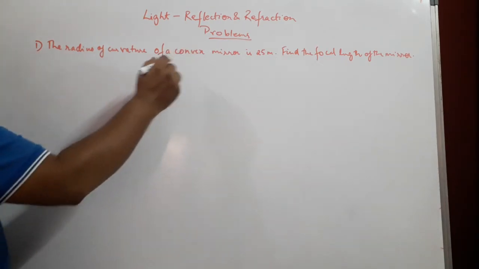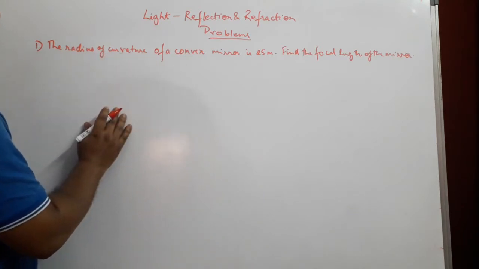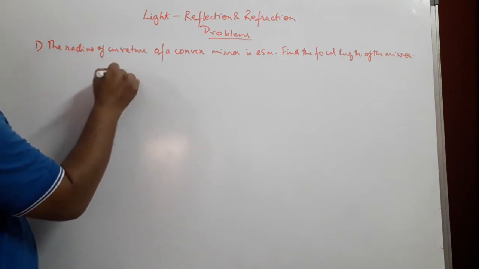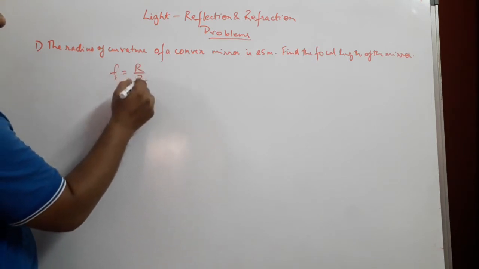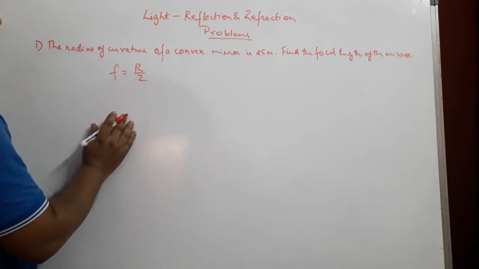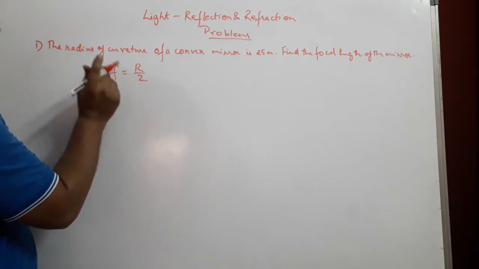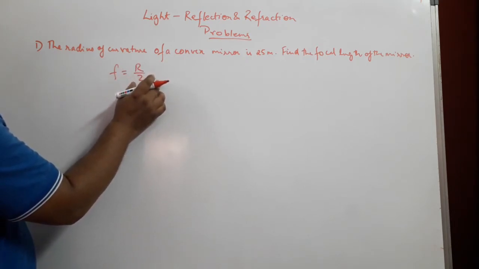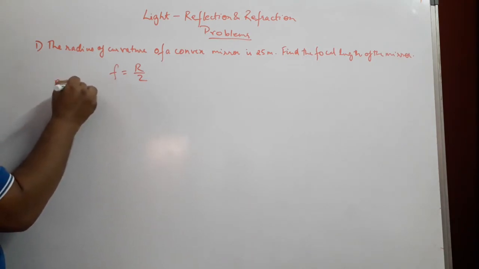So the formula for this: how do we find it for a convex mirror? First of all, the formula is focal length f is r upon 2, because focal length is half of the radius of curvature. Here we need to find the focal length and the radius of curvature is given. So we write down the radius of curvature, that is r is equal to 25 meters.